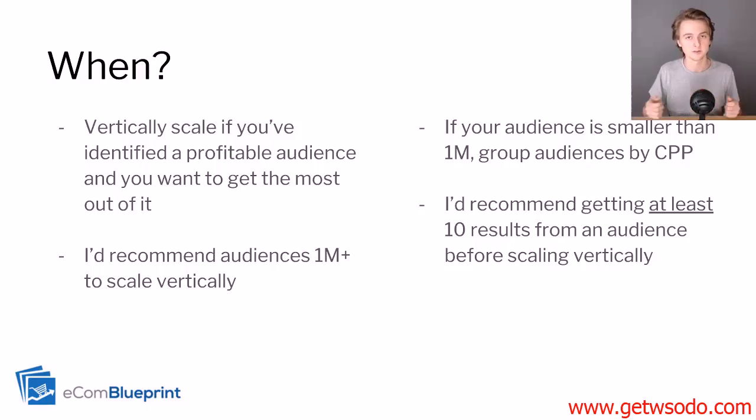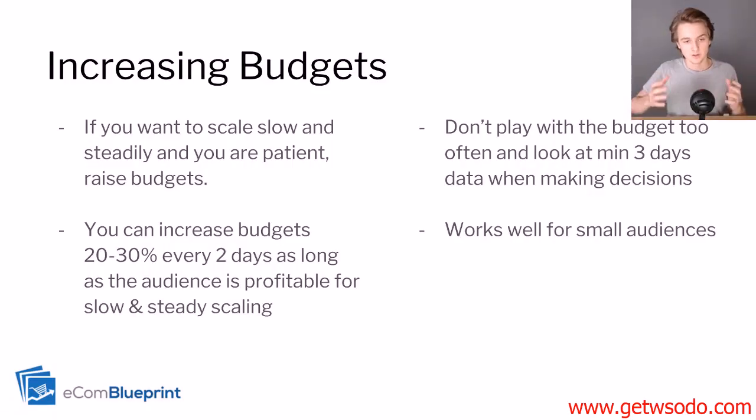And this is part of the reason why I personally start with larger budgets. I usually start with $50 ad sets. It's just so that you can get results faster and you can get reliable data and make reliable decisions. And so yeah, I would recommend at least 10 results, preferably more than that, but 10 I would say is the bare minimum. So now I'm going to talk about the different methods of scaling vertically.